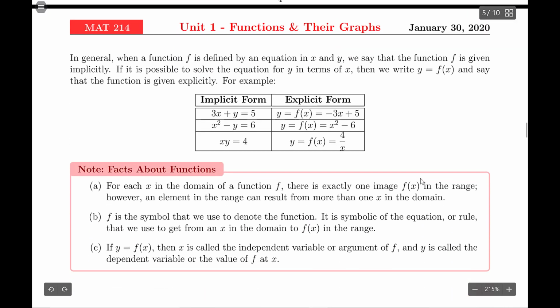Here we have a couple of different ways that a function can be represented. We have the implicit form and the explicit form. In the implicit form, we may have x and y on the same side of the equation. In the explicit form, we have y explicitly written as a function of x. In this first example, we have y equals f of x, which is equal to negative 3x plus 5, whereas the exact same equation can be written as 3x plus y equals 5. That's the implicit form. The explicit form, we simply have it in terms of x, or f of x in terms of x.